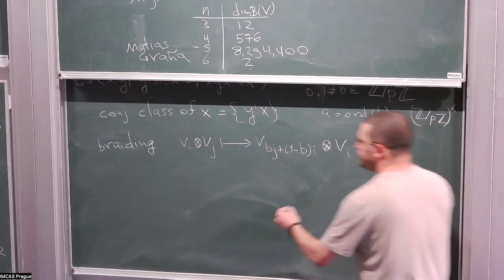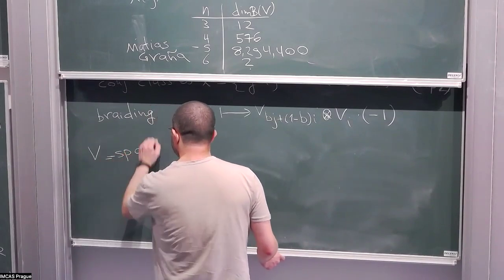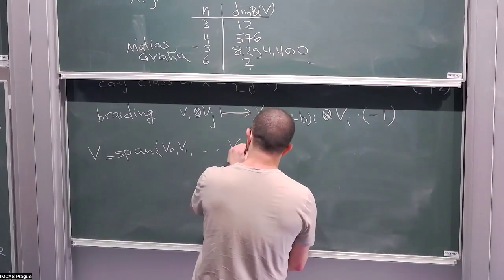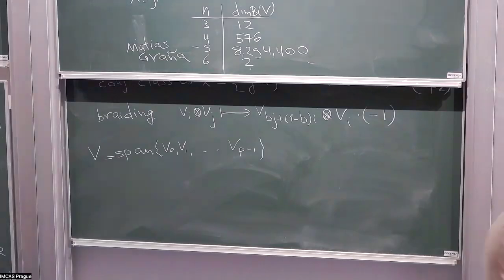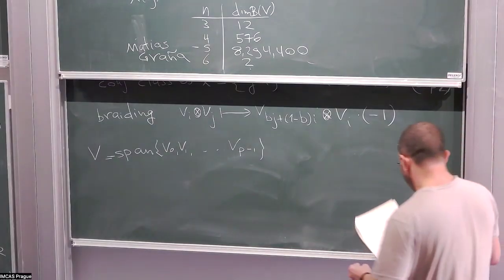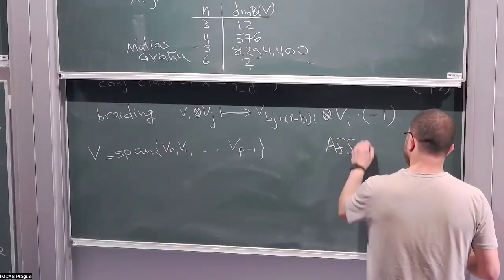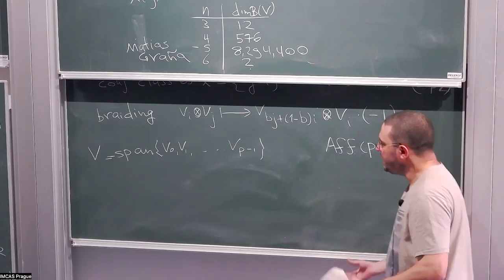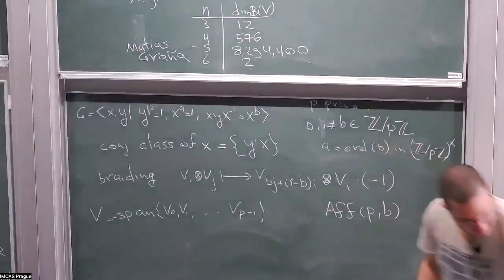Okay, so it doesn't make sense otherwise. So V is the span of, let's just write it, V0, V1 up to Vp minus 1. Okay, so this braided vector space is usually referred to as half VB. Let's just go there. It will be easier.